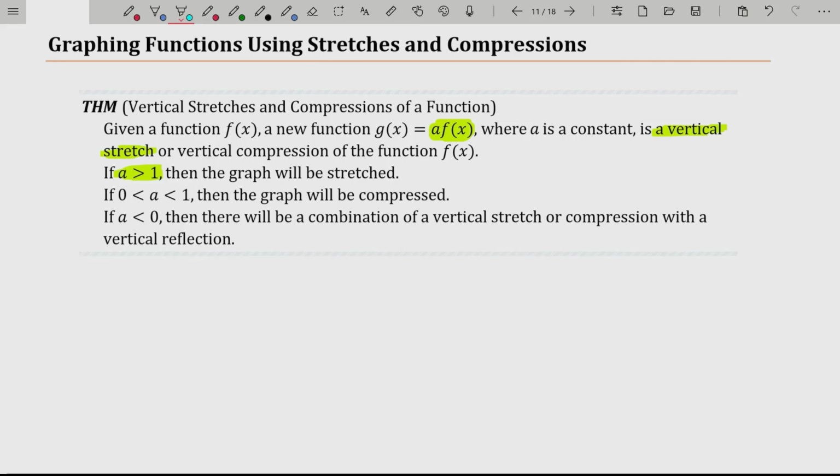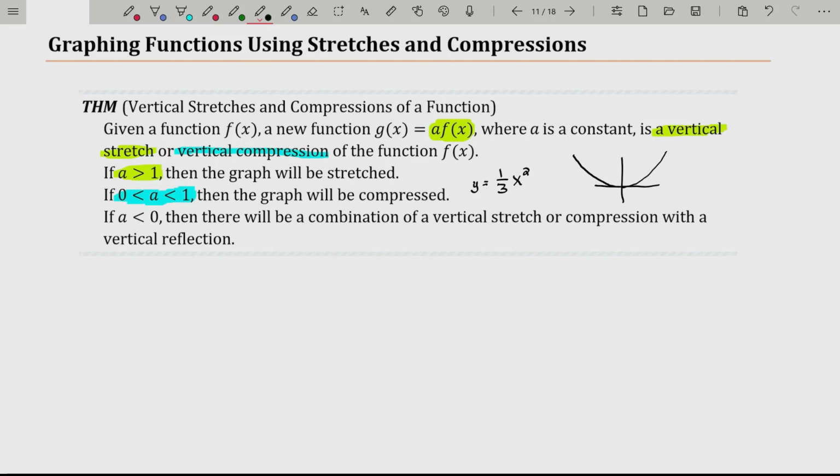If, on the other hand, that coefficient a of f of x is between 0 and 1, well, that is a compression. Suppose a was 1/3 of the function x squared. That means all the y values are 1/3 of what they normally would be, and so they're a lot closer to the x-axis than they would be. A lot of students see this as a wider graph, but that's actually not true. It's closer to the x-axis.